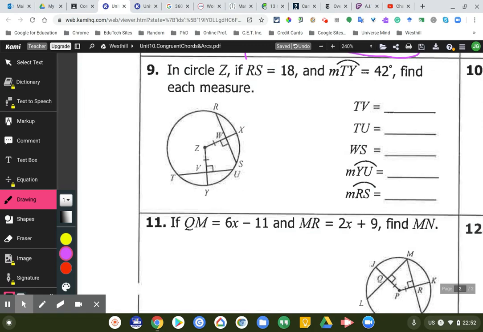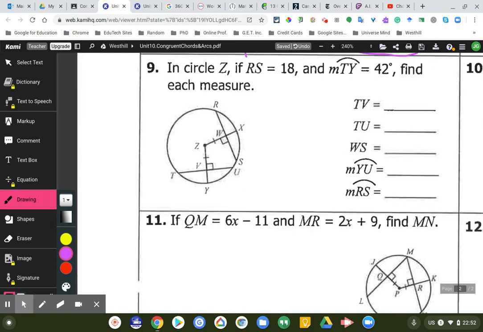All right, this one looks really confusing, okay? However, it's really not. There's actually not even math that you have to do, really. You have to just understand some of these principles here. Okay, so in circle Z, and this is our circle, if RS equals 18, so that's the length here of this, I think it's a chord, right? RS is 18. Measure of arc TY is 42 degrees. Oh, I'm going to draw this so pretty. That's 42 degrees. Find each measure.